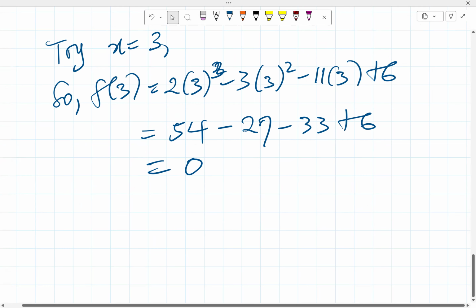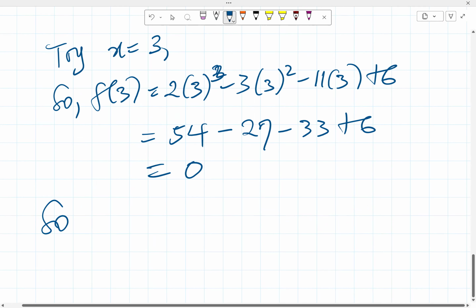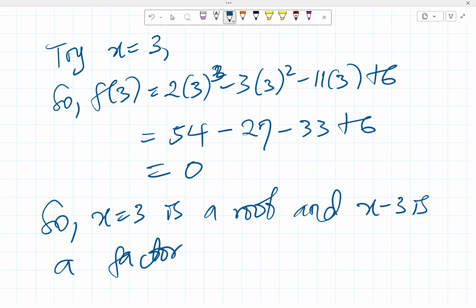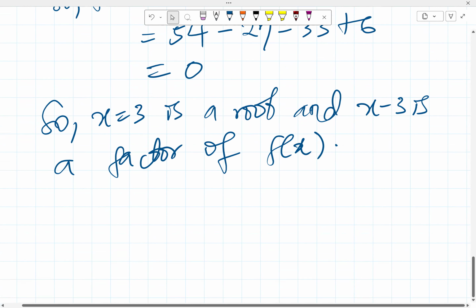Yay. Finally, we have our result. So you can say that x equals 3 is a root, and x minus 3 is a factor of f of x. Okay, now that we have got a root, we are good to go to factorize further.